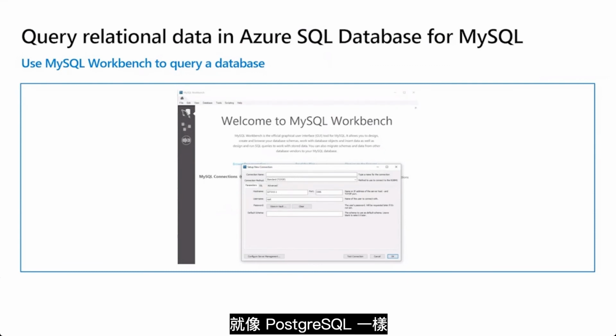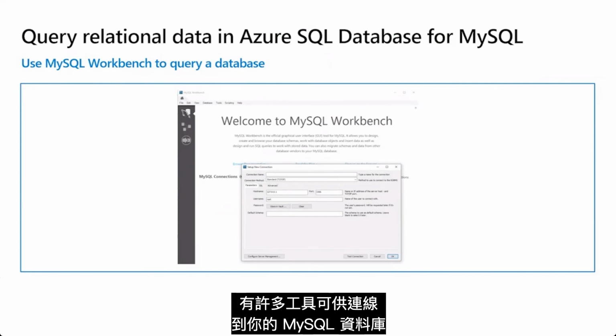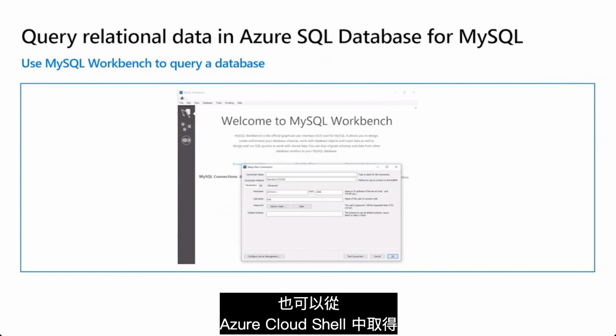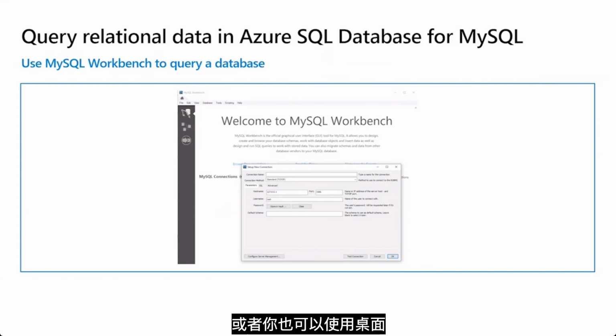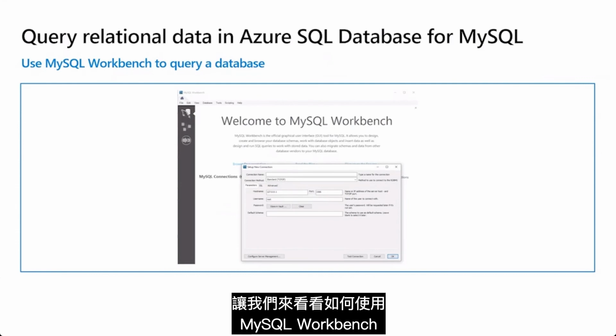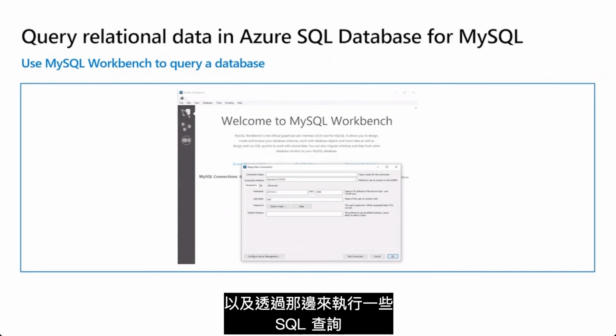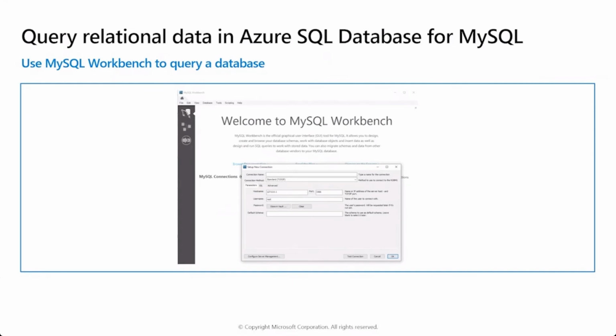Just as with PostgreSQL, there are many tools available to connect to your MySQL database as well. That enables you to create and run scripts containing SQL commands. So you can use the MySQL command line utility, which is also available through the Azure Cloud Shell, or you can use the graphical tools from the desktop, such as MySQL Workbench. So let's take a look at how we can use the MySQL Workbench to connect to our Azure MySQL database and execute some SQL queries through there.